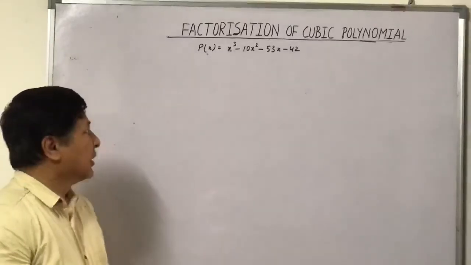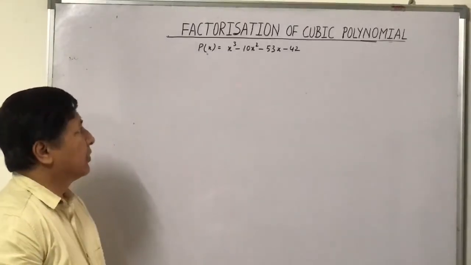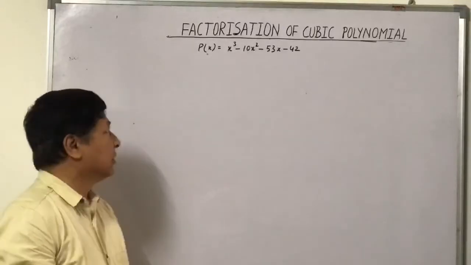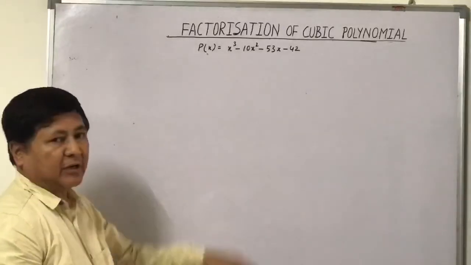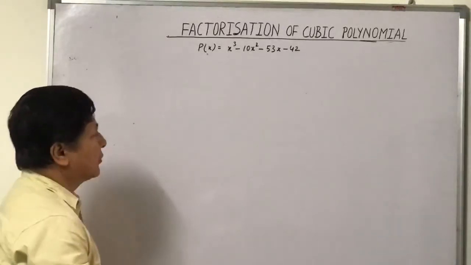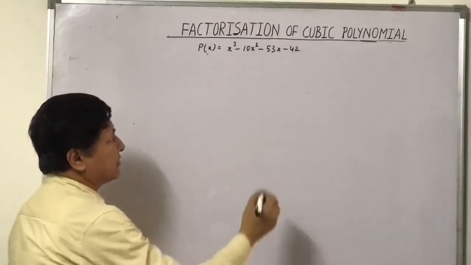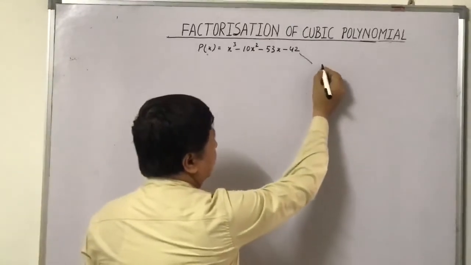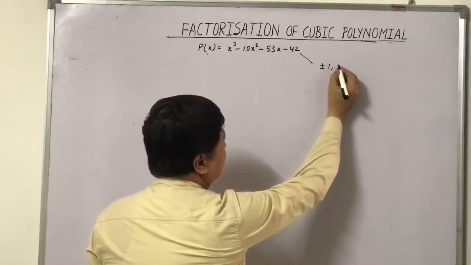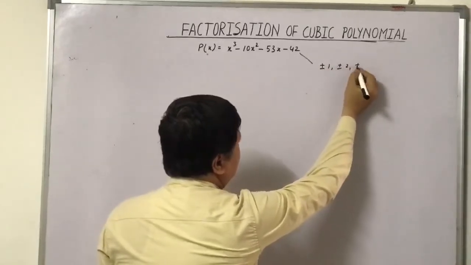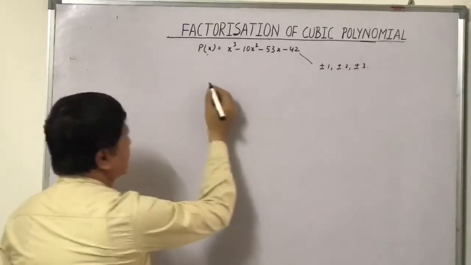Hello students, now we will be doing factorization of a cubic polynomial. This is a cubic polynomial having degree 3. The first thing that we are going to do is see the factors of this number, mainly +1, -1, +2, -2, +3, -3, and so on.